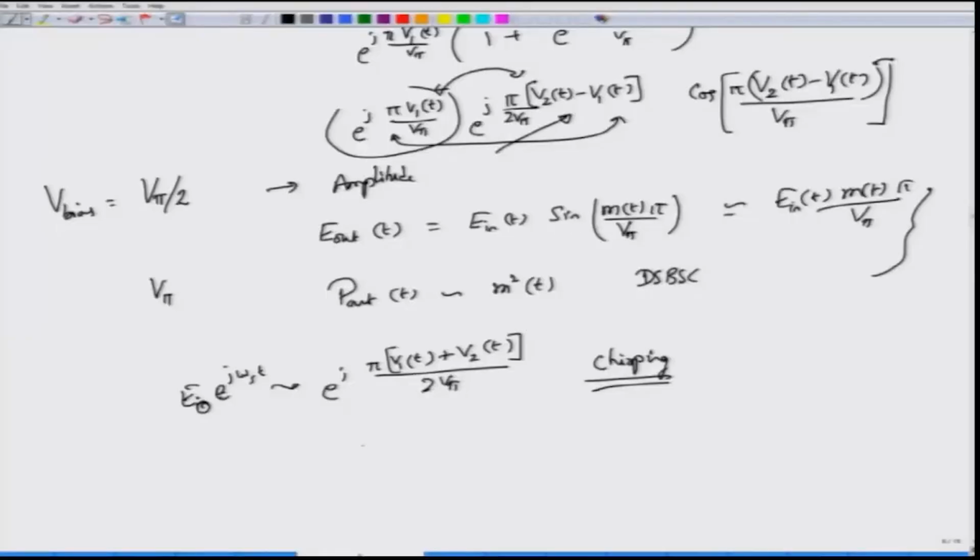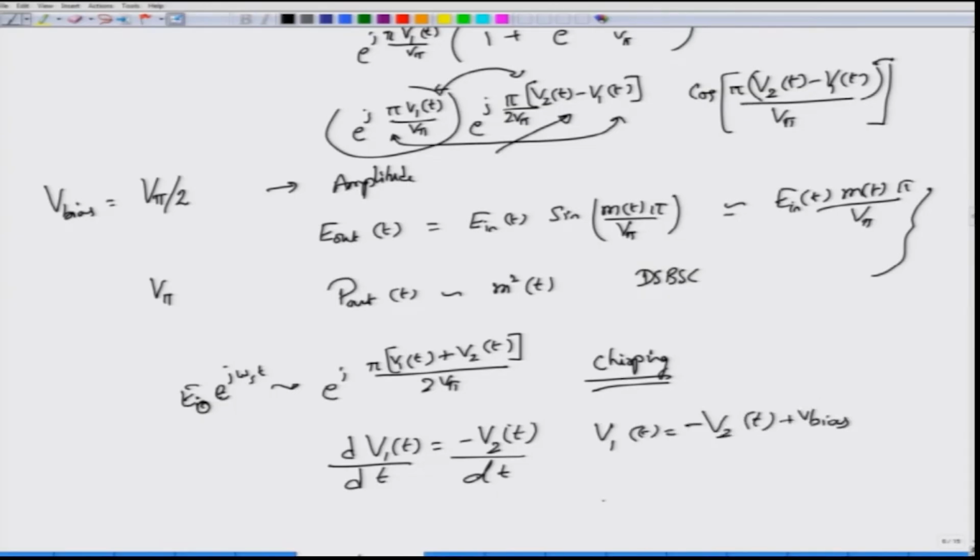Okay. To avoid chirping, you have to operate the modulator in its push-pull configuration, that is, you have to operate with dV1 of t by dt equal to minus dV2 of t by dt, or V1 of t equal to minus V2 of t plus some bias voltage. So, this is where the bias voltage and the different operating conditions come in. Okay. This is called the push-pull configuration. So, this is what I wanted to talk about regarding optical modulator structures. We have talked about phase and amplitude modulator structures. Thank you.